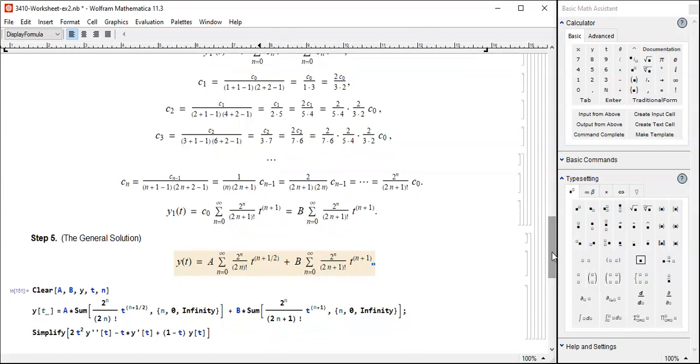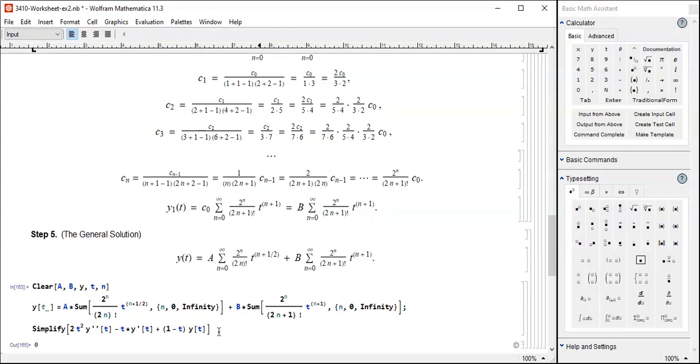Now, do they really work? Well, I used Mathematica to actually check. So the summation of this coefficient 2 to the n power over (2n) factorial times t to the n plus 1/2 power, and then this one, 2 to the n power over (2n plus 1) factorial times t to the n plus first power, and that's a summation, and use arbitrary constants a and b to get the linear combination, and I asked Mathematica to simplify the left-hand side of that differential equation. You get 0, which means we did it right.